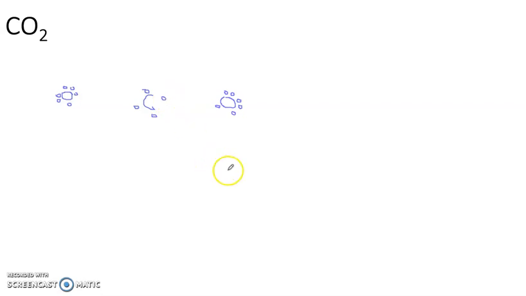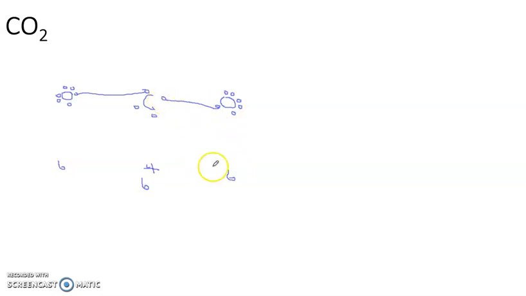Now, currently this has 6 valence electrons, this has 4, and this has 6. Not enough, they all need 8. So we're going to start by forming a single bond to each one, like so. Now carbon shares 1 electron with this oxygen and 1 electron with this oxygen, so that makes it 6. But still, that's not enough.